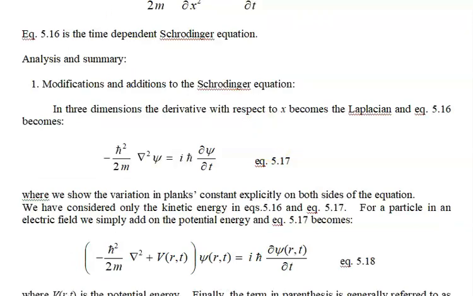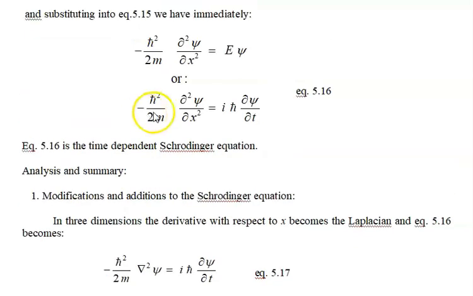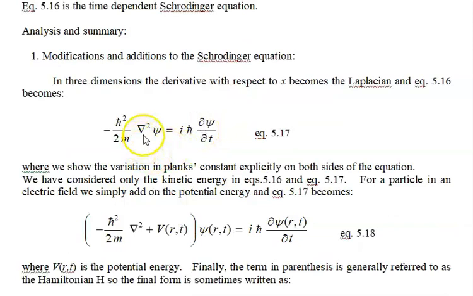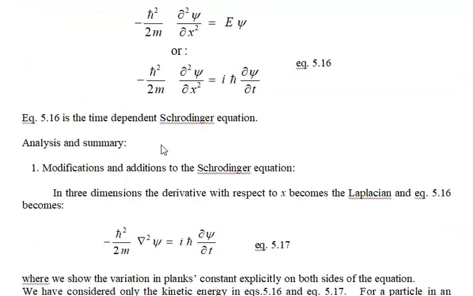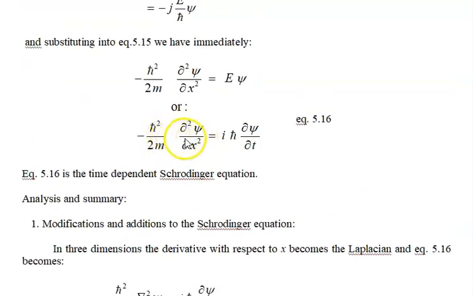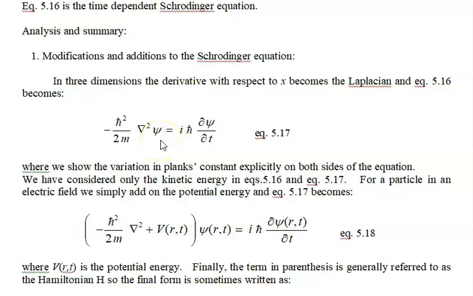There are a couple of modifications to the Schrodinger equation, specifically in 3 dimensions. This is the one-dimensional wave equation. In 3 dimensions, this guy here becomes the Laplacian del squared, but it's the way we usually write it, and it's essentially the same thing. This is in 1 dimension, and this is in 3 dimensions.